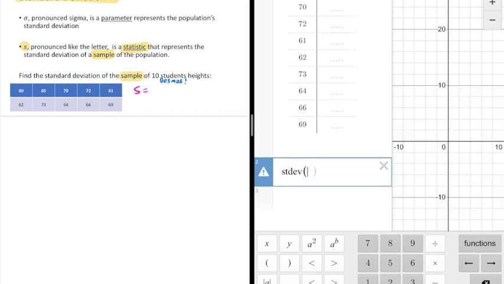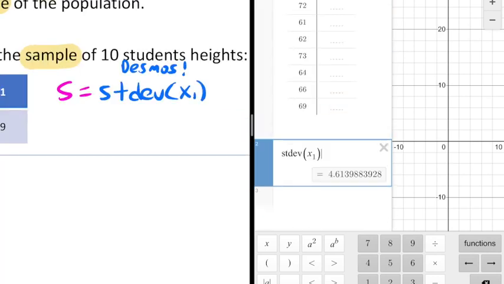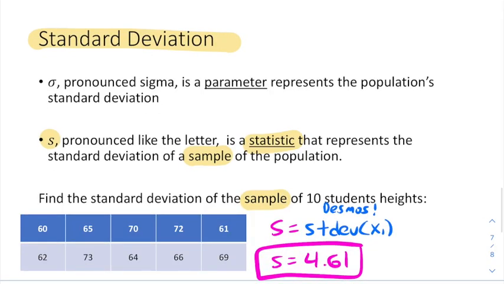And again, we're just going to type in X1 because that was the name of the list. And the calculator tells us that this is 4.61. And we'll cut off at that hundredths place, and this problem is over.